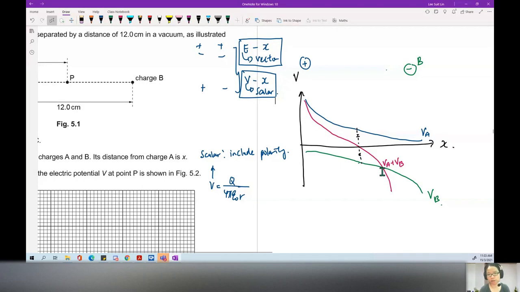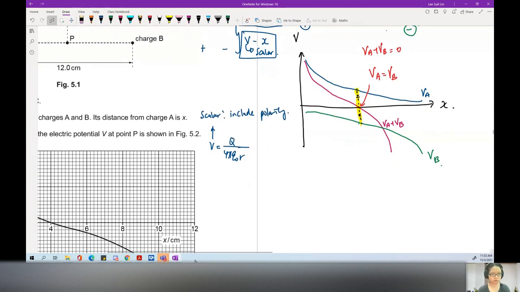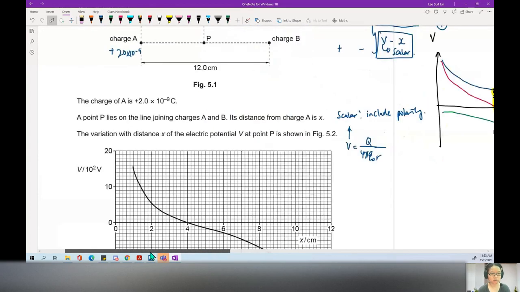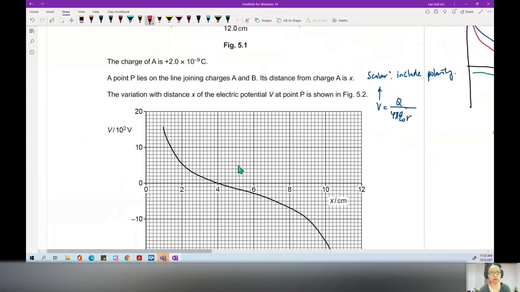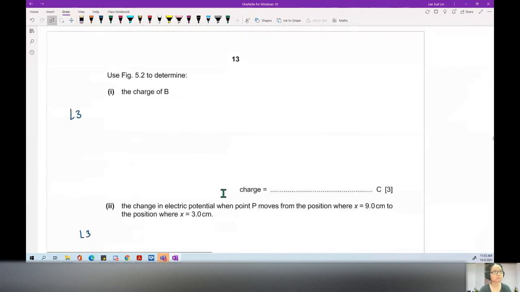And this is a good point for us to use because at this point, when they cancel out, I can say that VA equals minus VB because VA plus VB equals zero. So we're going to start from this point. Okay. So I'll transfer all of that here first. And I know it is equal to 0 at 4. So I'm going to use x equal to 4. Okay, let's summarize everything.